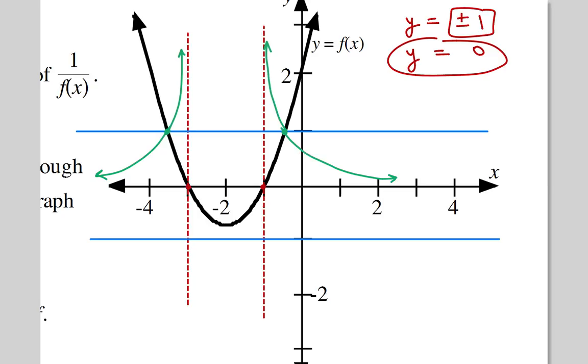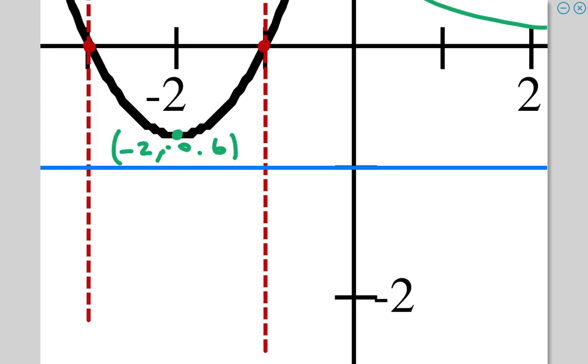Now in the middle here, use the vertex. What's this spot here, roughly? Roughly negative 2 comma negative 0.6 for the y value, right? Sure, negative 0.6. Okay, reciprocate negative 0.6.